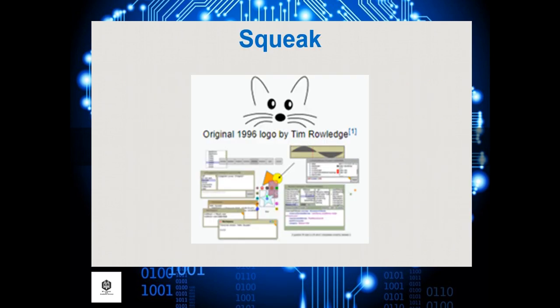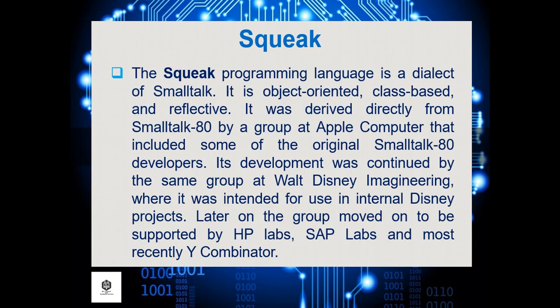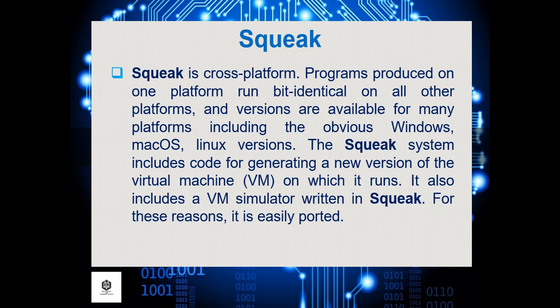Squeak. The Squeak programming language is a dialect of Smalltalk. It is object-oriented, class-based, and reflective. It was derived directly from Smalltalk-80 by a group at Apple Computer that includes some of the original Smalltalk-80 developers. Its development was continued by the same group at Walt Disney Imagineering, where it was intended for use in internal Disney projects. Later on, the group moved on to be supported by HP Labs, SAP Labs, and most recently Y Combinator.